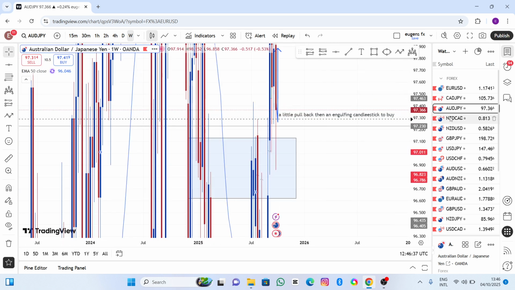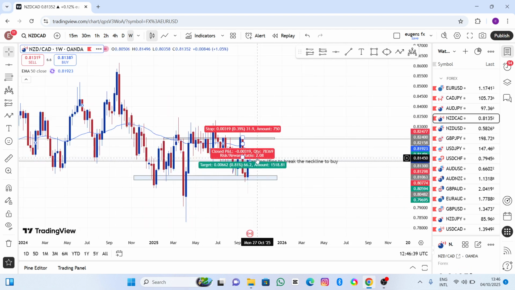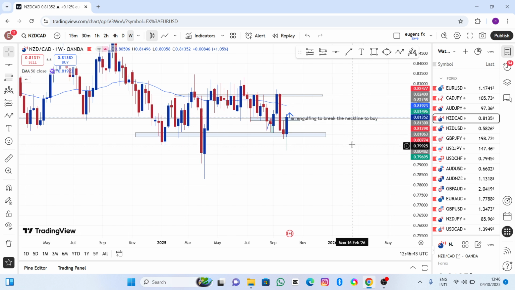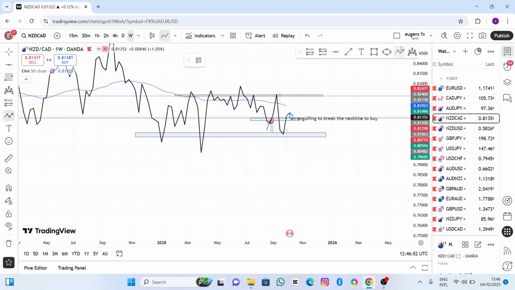So that is AUDJPY. Next, NZDCAD. So NZDCAD on the weekly time frame. Let's use the line chart for easy movement. So on the weekly time frame, market is technically bearish. Let me show you why.